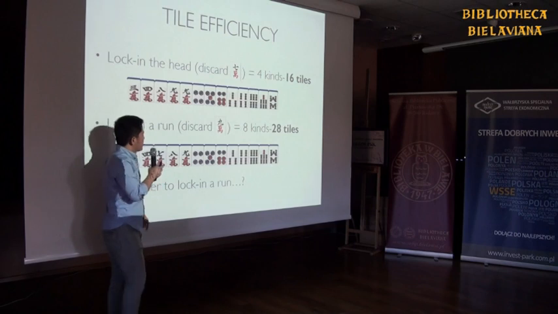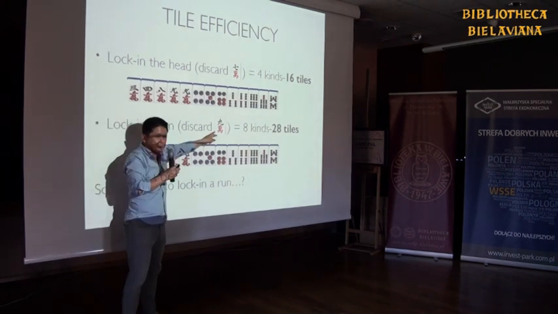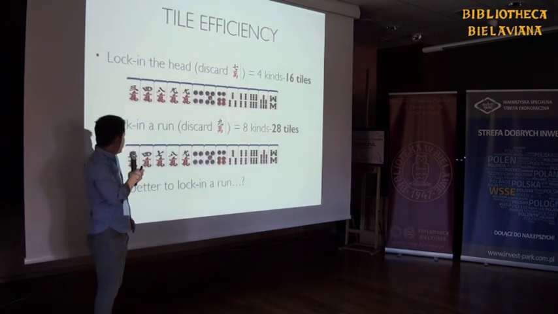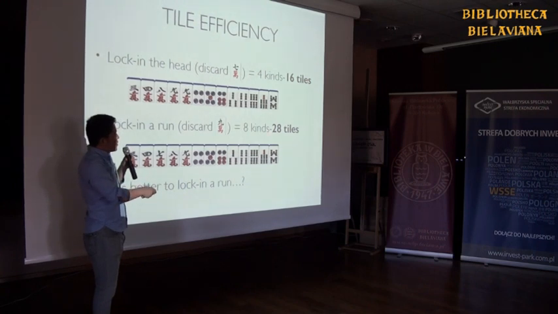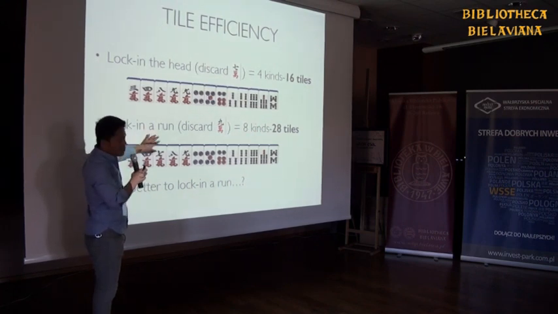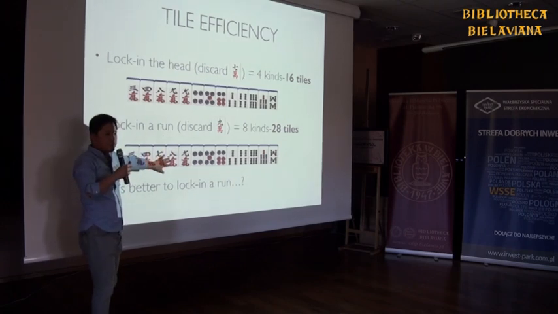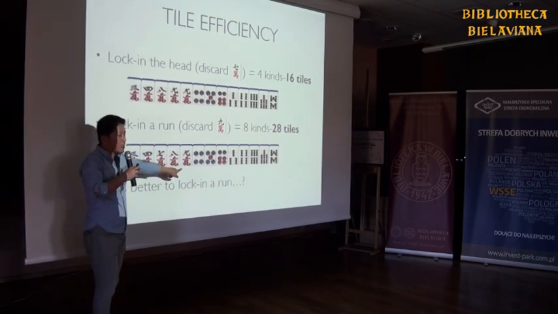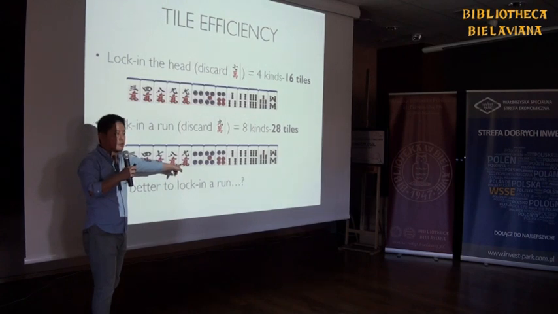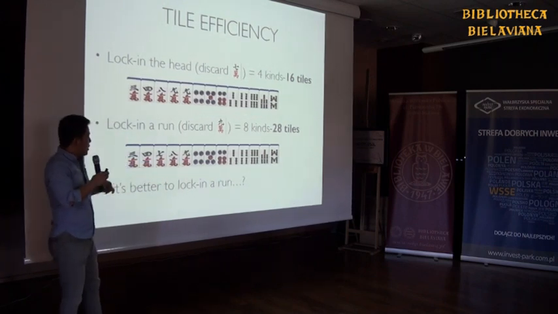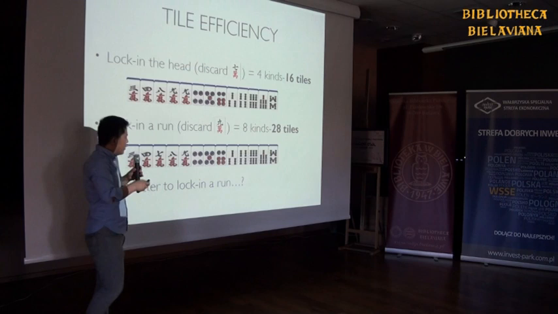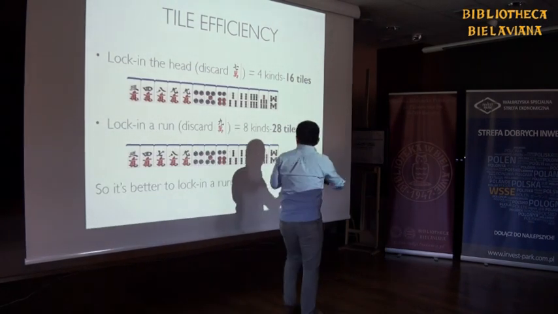Whereas if you discard 9, then tile acceptance apparently is higher, 8 kinds and 28 tiles. So on the surface, it might look that this is better. Discarding 9 to lock in a run might look better, but it's actually not the case.